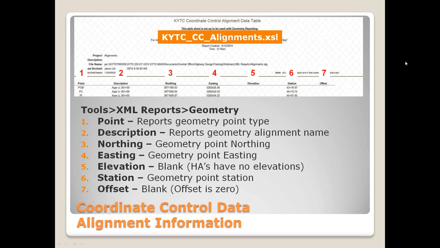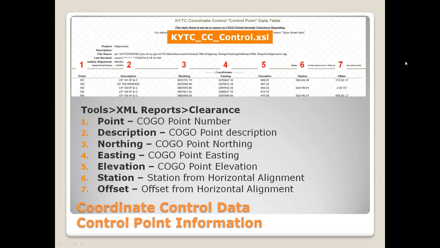So the next one is for control points. So KYTC CC control. And this one is going to be using clearance reports. And we've got this set up to report on COGO points. So what we've done is you'll go through and put your control points in your COGO buffer in your geometry, and you can create a clearance report based off of that.